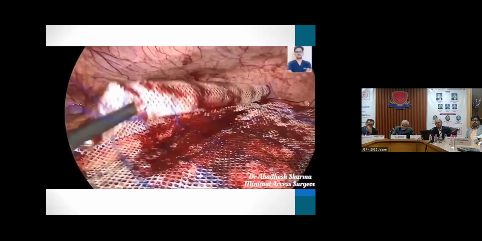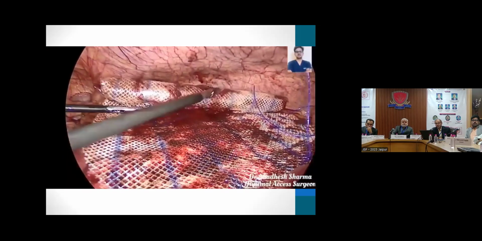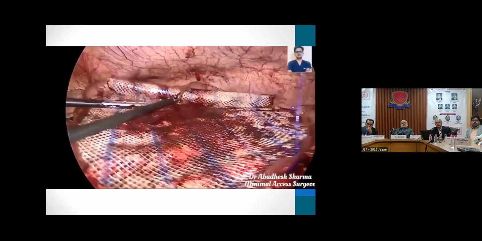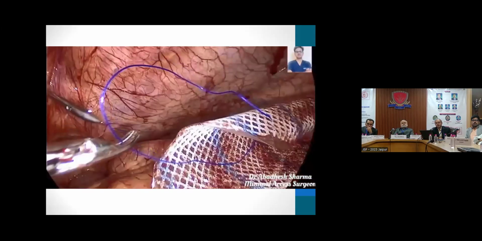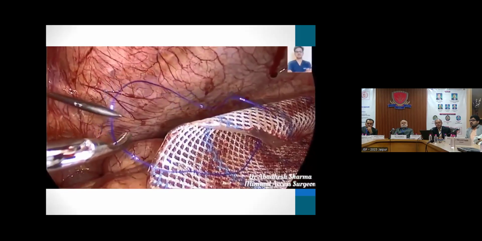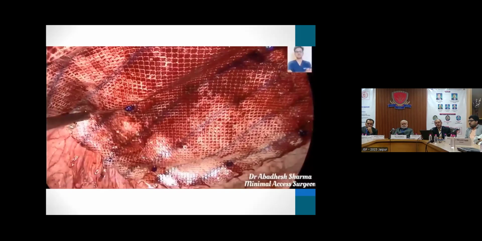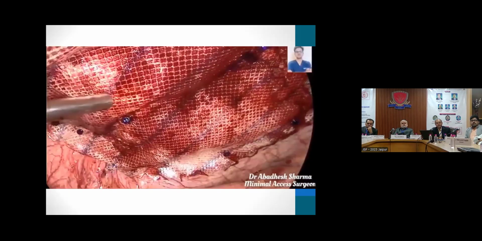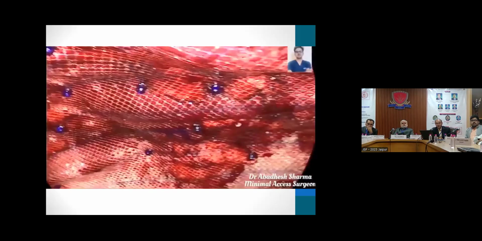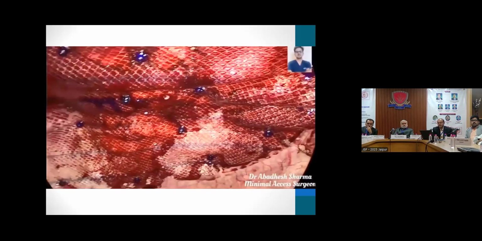And we place a mesh. Now this is a dual mesh where we have a polypropylene surface which is in contact with the peritoneum, and an inner surface which may be made up of cellulose or some porcine derivative, which will not allow the intestine to become adherent. So after placement of the mesh, we can see that it has been fixed by tackers, and it's a dual mesh being fixed.